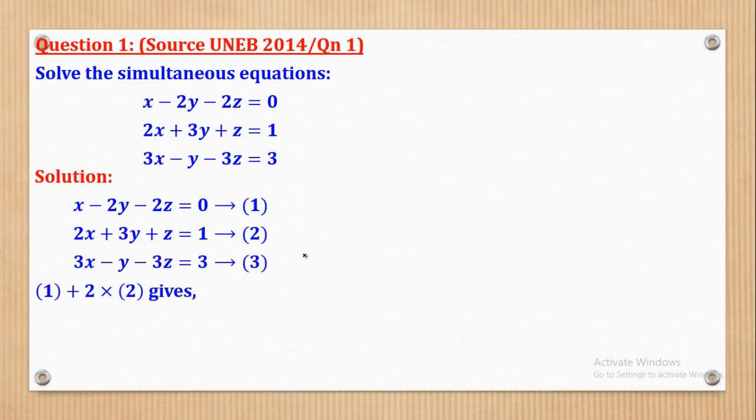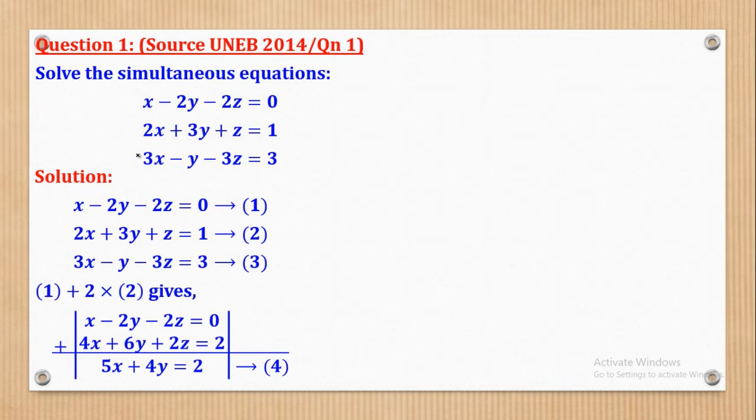The next is for you to choose the method to use. You can either choose substitution method or elimination method, but for questions of this form, it is easier to use elimination method. So we are going to first eliminate z, and to eliminate z from equation 1 and 2, we shall take equation 1 and also equation 2, multiply equation 2 by 2, and then add the 2 equations.